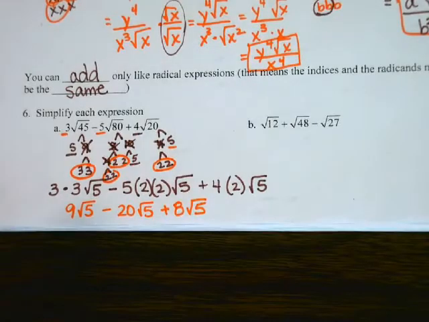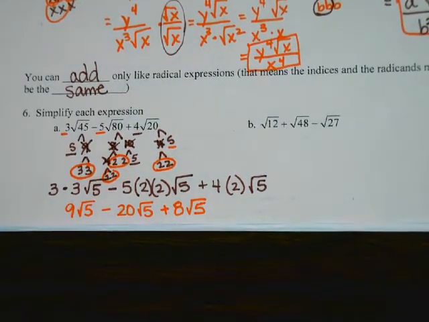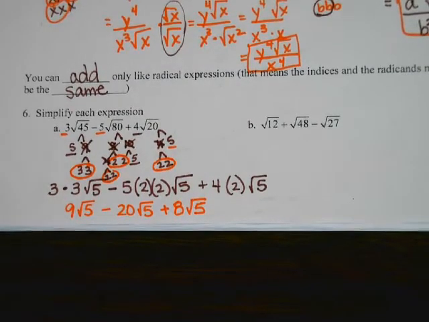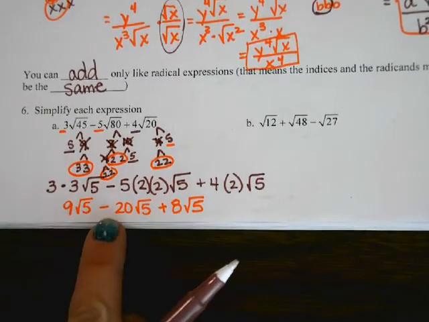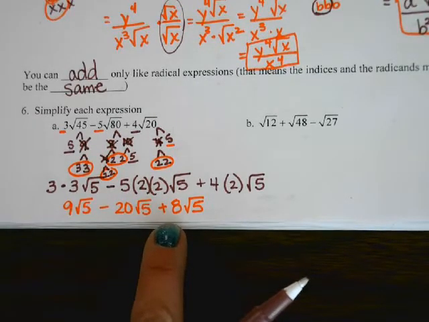Now, think about them as adding and subtracting like terms. They're all root 5, so we just need to add and subtract the numbers out front. So what's 9 minus 20? Negative 11, right? Plus 8 more. Negative 3.